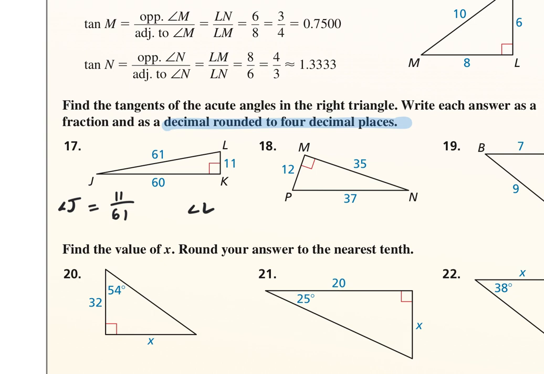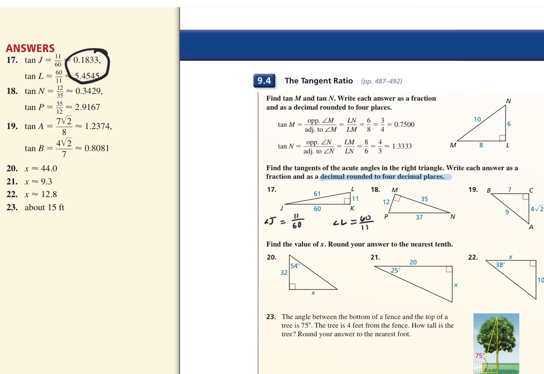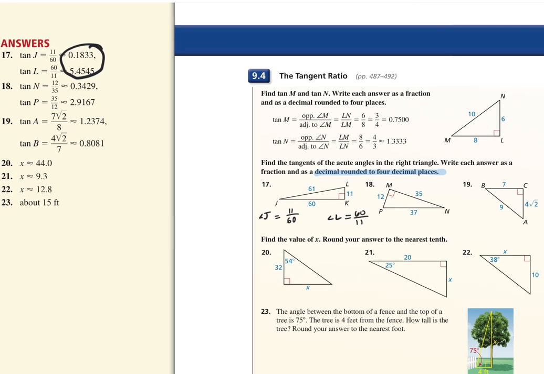And then L, wait, I put 61, not 61, sorry, 60. Opposite over adjacent, 11 over 60. And then L is the reverse. It would be 60 over 11. If you could reduce those, you would. You can't, so you leave it. And again, it said to round it to 4 decimal places, so I would do 11 divided by 60 and 60 divided by 11, and that's where these come from. But your test is going to, for that kind of question, whether it's sine, cosine, or tangent with the ratios, you're going to simplify it and leave it as a fraction.